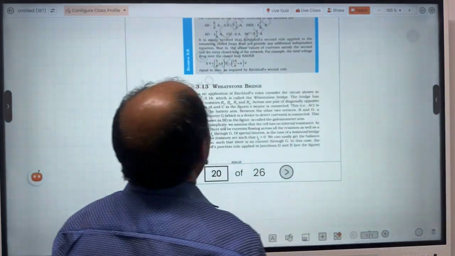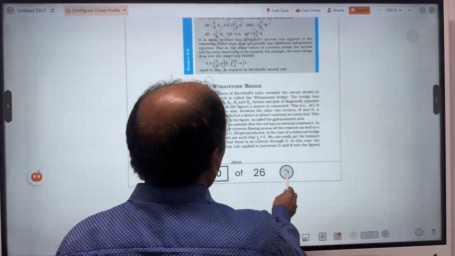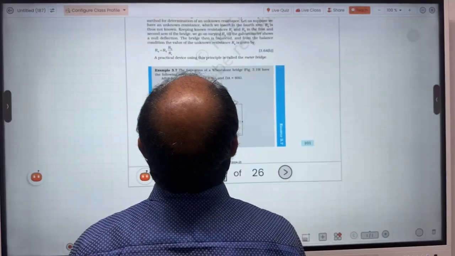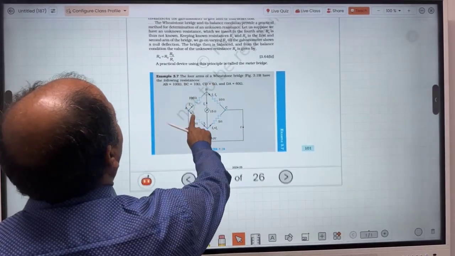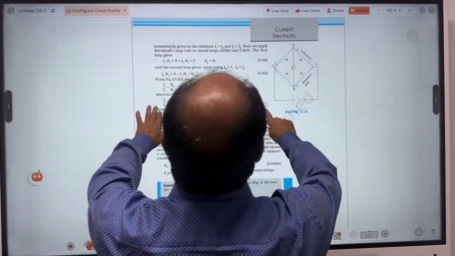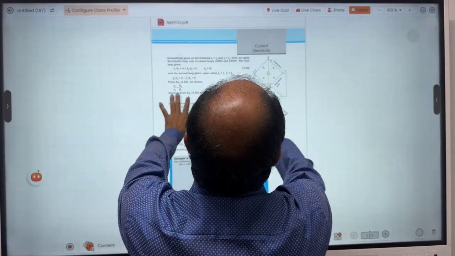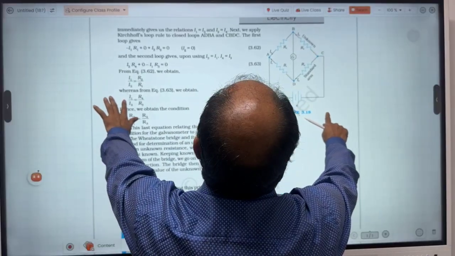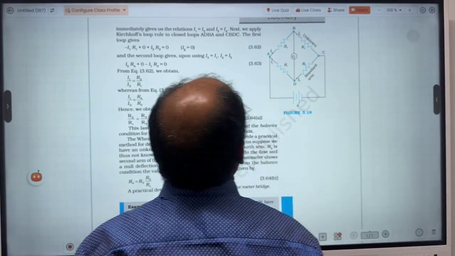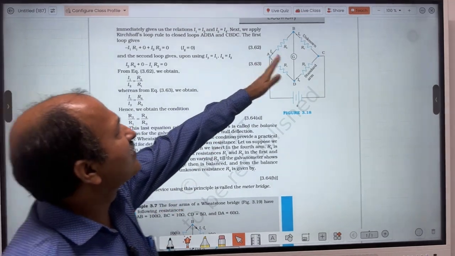Now we are going to consider the Wheatstone bridge. So what is that, and what is its condition when it is balanced? That we are going to derive. So the situation is simple. Again, we will apply KVL and we will write the relations, and then we will say that when the bridge is balanced, it means what?